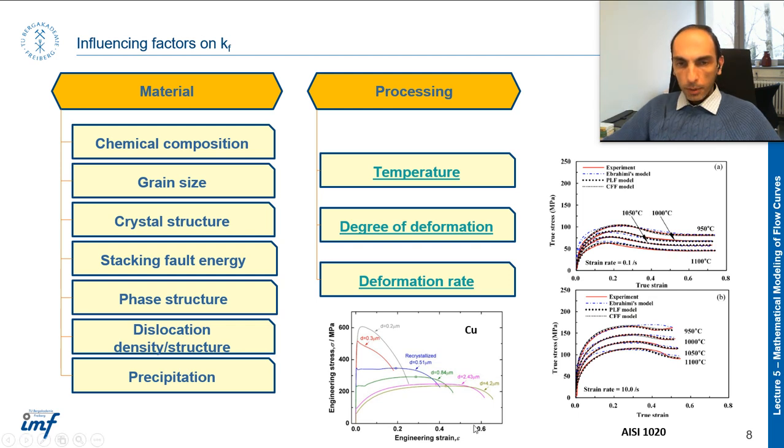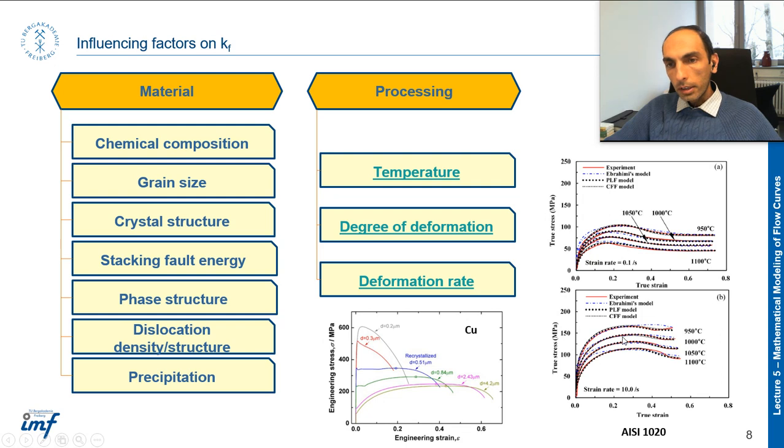As an example, here in this diagram, it's the engineering stress and engineering strain for pure copper. You can see how by decreasing the grain size here from 4.2 to 0.2, the flow stress increases, and on the other side the elongation of course decreases. So I can say that this is the common trend for the effect of grain size on flow stress for any other alloy, of course.